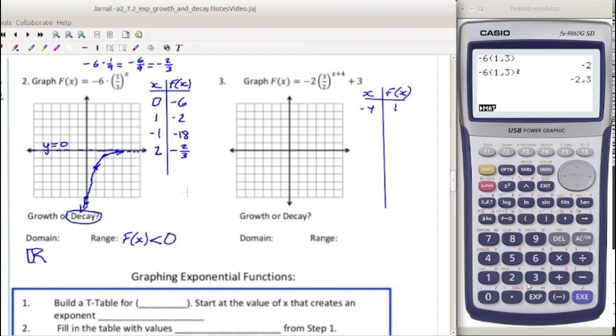Now you could type all that into your calculator if you like. Negative 2 times 3/2 to the power of 0 plus 3 is 1. Or you can even make this negative 4 plus 4 if you like, just to reassure yourself that I've got the point negative 4, 1. Then I'm going to pick some points around here, so I'm going to pick maybe negative 3, because negative 3 plus 4 is going to be 1. So I've got negative 2 times 3/2 is going to be, then negative 3 plus 3 is going to be 0. Again, you can go ahead and do as much of this on your calculator as you like. Just be careful when you're typing things in.